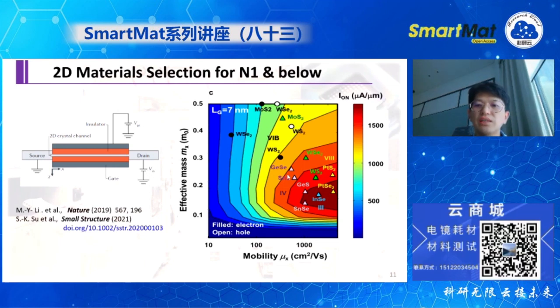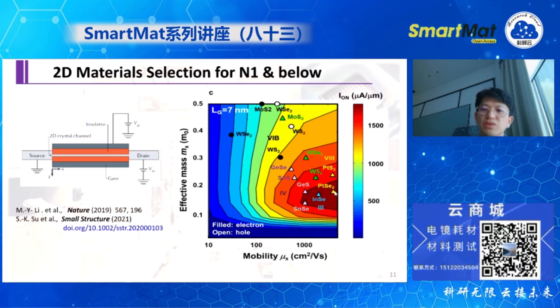For different materials, they have their own mobility, which can be found in simulation. This is the phonon scattering mobility, which can be found from literature, and the effective mass, which can be obtained by DFT calculation of the band structures. With those two parameters, we can calculate how much current you can get from those devices. On the right-hand side, the color contour plot's color code represents the current density. Obviously you can see platinum selenide, indium selenide, and tin selenide are very outstanding.